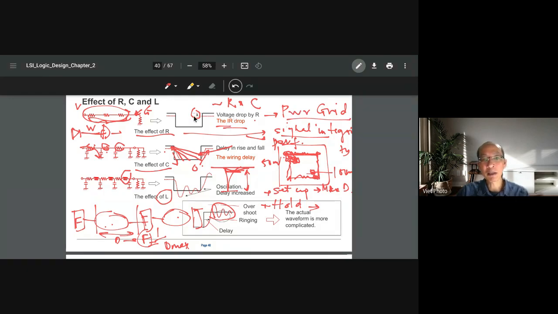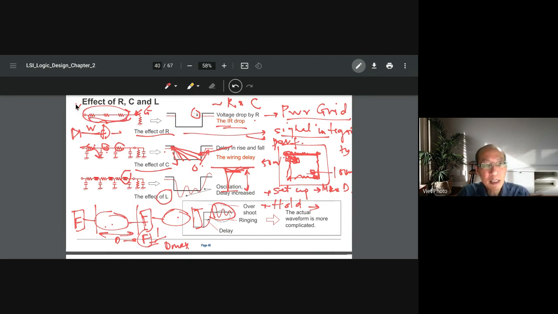For the power grid, it will reduce the voltage on the terminal, on the pin of the logic gate. Let's say this one is a logic gate, right? And this one is the source of the voltage of the power grid. Because you have a resistance over here, we have the IR drop. You have the current going through here, and you have resistance, so the voltage drop on this resistance is voltage equal to current multiplied by resistance. That's called IR drop.